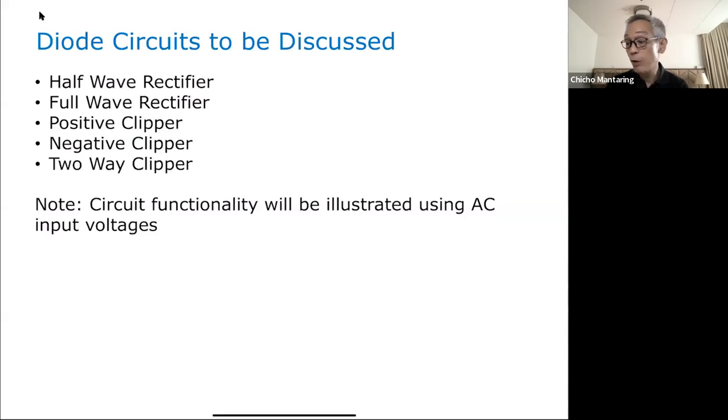So the circuits that we're going to discuss today are first the half-wave rectifier, then the full-wave rectifier, then I'm going to discuss the positive clipper, then the negative clipper, and then a two-way clipper. Okay. I'm going to illustrate the functionality of these circuits using AC input voltages. So you remember what I said? When we say AC, the implication is we're talking about sinusoidal AC, sinusoidal alternating current. So that's either a sine wave or a cosine wave.